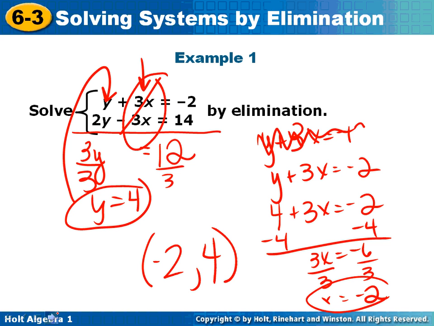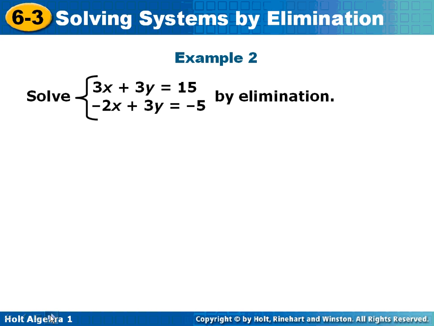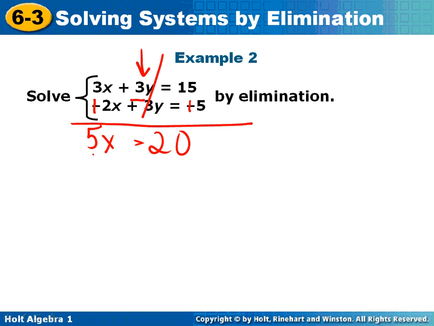Let's look at another one. Write down example 2. Sometimes when they have the same term, you can subtract one equation from the other equation to solve the system. Number 2, go ahead and write it down. Now in this one, if I draw a line underneath, I notice that the 3y's are not going to actually cancel. If this 3y was a negative, they would all cancel. So what I'm going to do is change all of the signs on the second line, which means I'm subtracting the two equations. Adding going down, I get 5x equals 20.